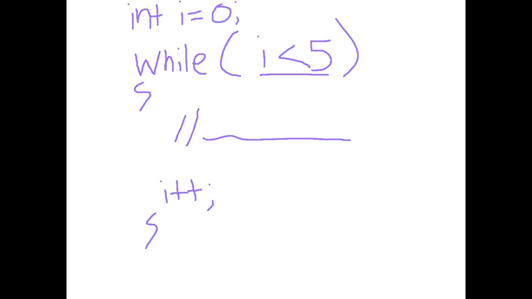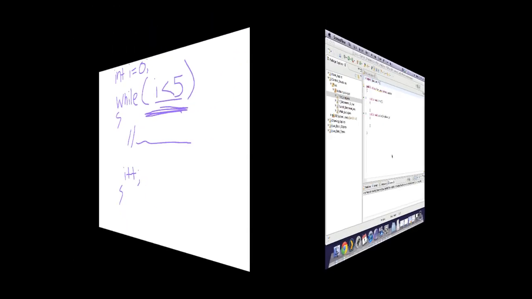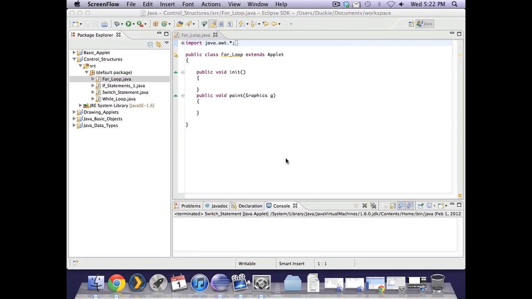For loops are easier for counting than while loops because that first line has everything built into it. But both have their place. So let's have a look at the actual syntax of these in Eclipse. Okay, let's check out for loops.